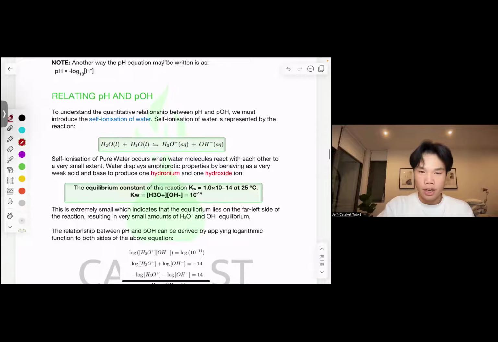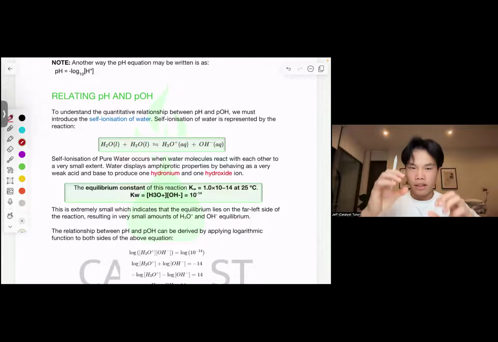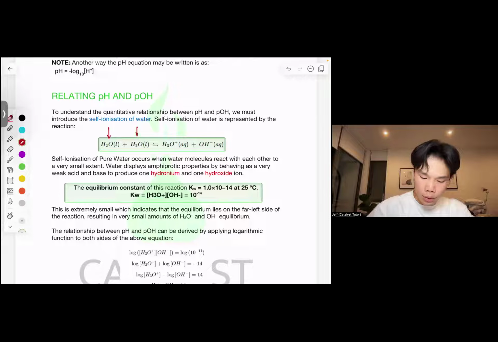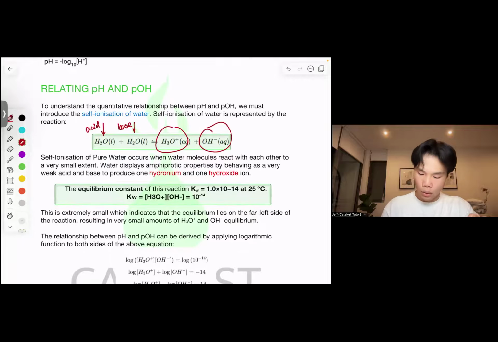Relating pH and pOH. So at the moment, our ideas of pH and pOH are separate. Let's combine them together. The first thing we need to understand is that water is a substance that will react with itself to make hydronium and hydroxide. It is an amphiprotic substance. In doing this, one of the waters is acting as an acid and one of the waters is acting as a base in the same equation. This happens to a very small extent, where water reacts with itself and makes a very, very low amount of H3O+ and OH-.